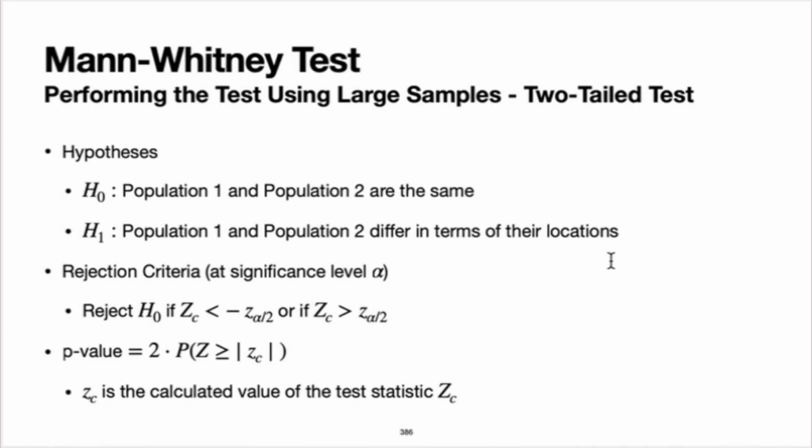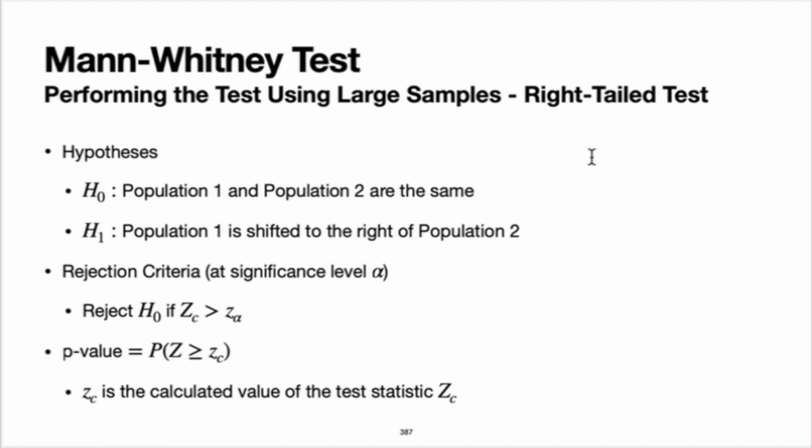We're going to have our rejection criteria. So for the two-tailed test, the null hypothesis being that the two populations are the same, the alternative hypothesis being that the populations differ in terms of their locations, then we're going to reject the null hypothesis if z-calc is either really small, in other words, if it's less than negative z sub alpha over 2, or if it's greater than positive z sub alpha over 2. Now, the p-value formula should look very familiar to you. It's just 2 times the probability that a standard normal random variable is greater than or equal to the absolute value of the observed value of z-calc.